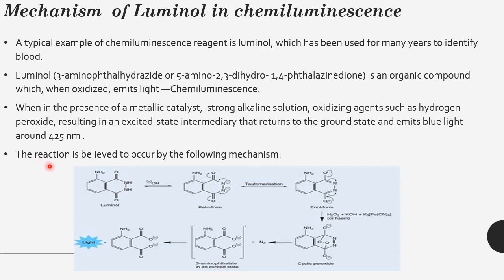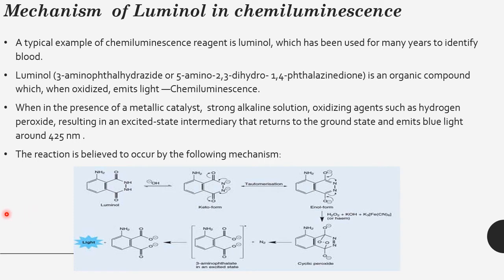This is believed to occur by the following mechanism. This release of a photon of light from a molecule of luminol is a multi-stage process. In alkaline solution, luminol exists in equilibrium with its anion, which has two negative charges. This anion exists in two forms, also known as tautomers.